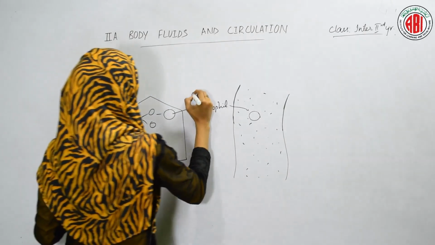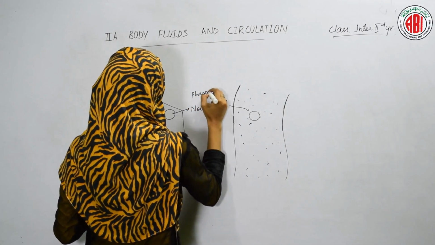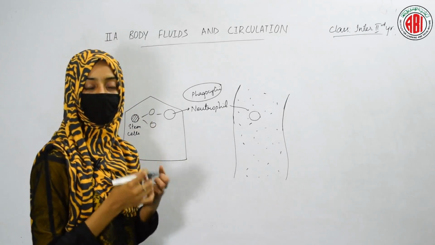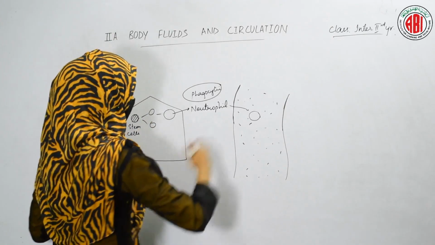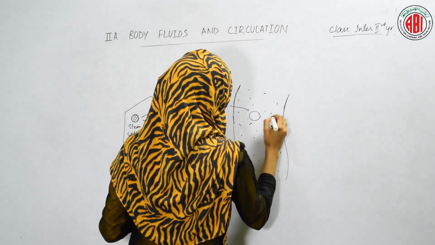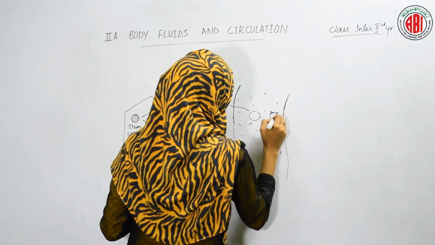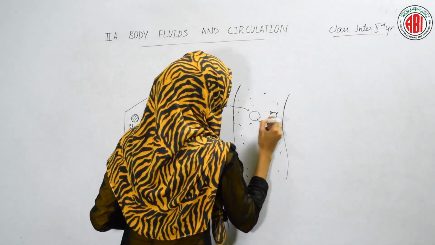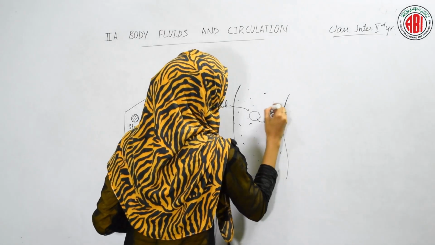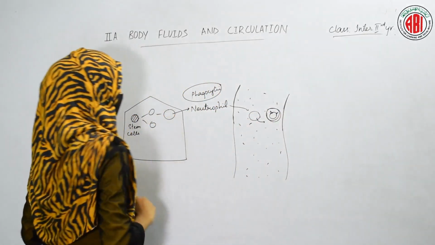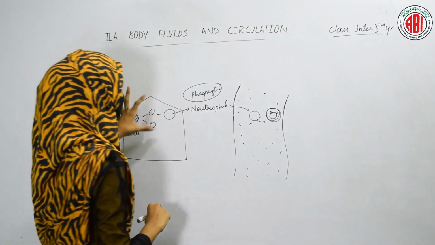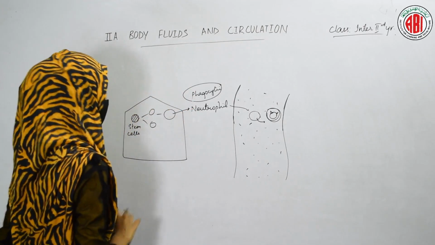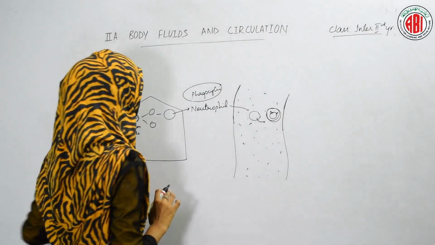So neutrophils are phagocytic in nature. Phagocytic means it has the ability to engulf the bacteria. So if this is a neutrophil, and for example, if this is a bacteria which enters into the blood vessel, these neutrophils go near the bacteria and engulf this bacteria. This is how phagocytosis takes place by a type of white blood cell, that is neutrophil. So this is the function of a neutrophil.